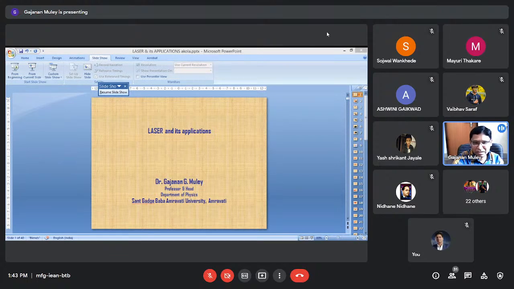But if you consider the situation is such that N1 is less than N2, it means more electrons are in the excited state, more atoms are in the excited state and fewer atoms are in the ground state. So here is inversion of population. In order to get lasing action, we require population inversion.